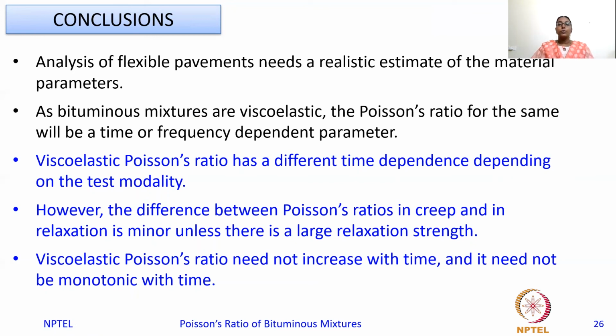But we have also seen that the Poisson's ratio in creep and in relaxation will have only a minor difference unless there is a large relaxation strength difference. And this Poisson's ratio need not increase with time and need not be monotonic with time either. So when we do an analysis of a flexible pavement structure, it is necessary that we consider this viscoelastic nature of the bituminous layer, with a viscoelastic Poisson's ratio and a viscoelastic modulus, which we call a surrogate modulus. The use of this in the analysis of a pavement structure, design, etc., will be dealt with in another course. So with that, let me conclude.